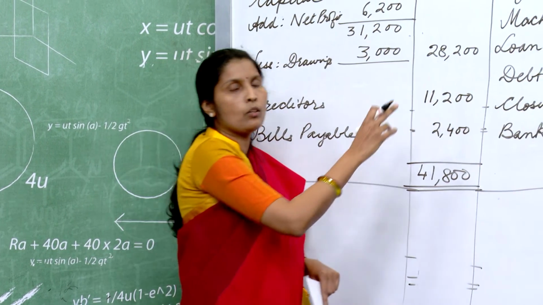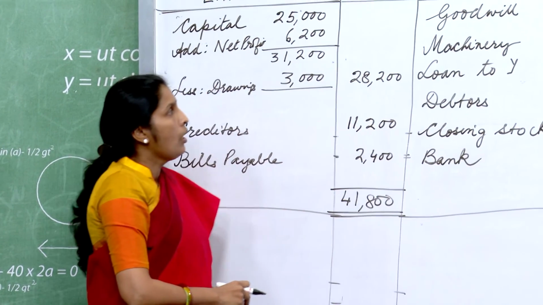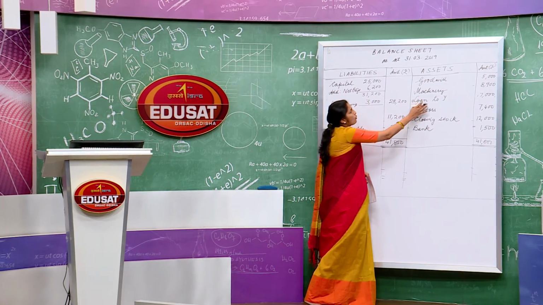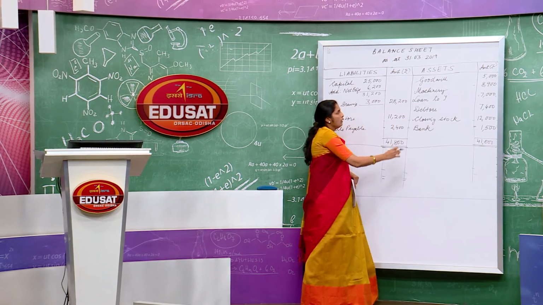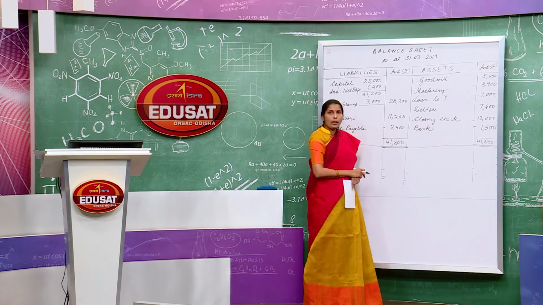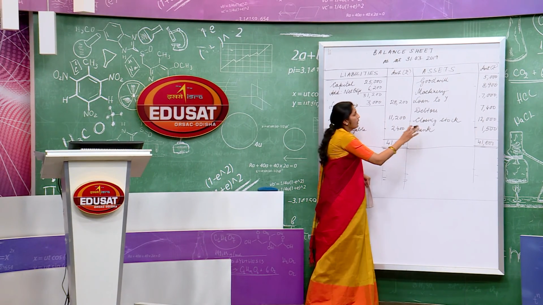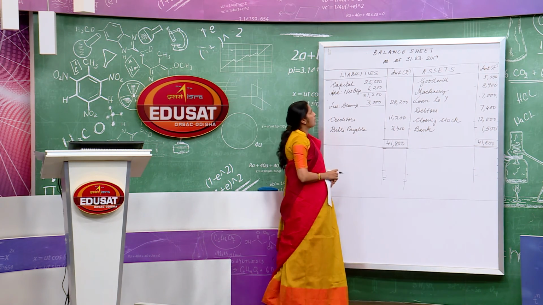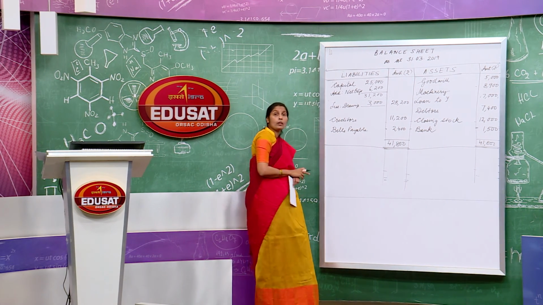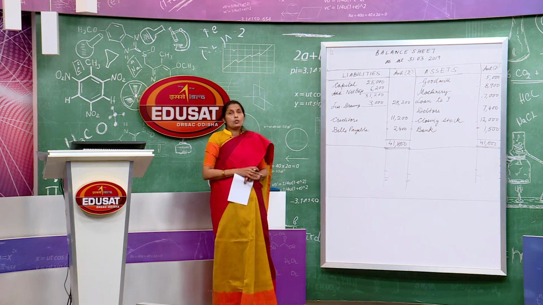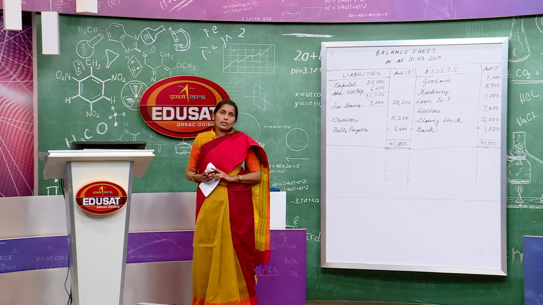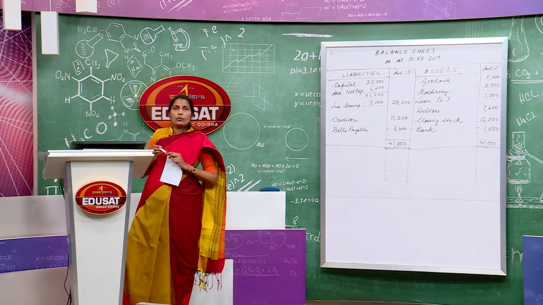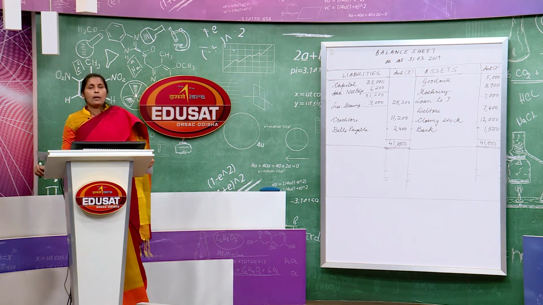On the asset side, we had goodwill of 5,000, machinery of 8,900, then loan to Y 7,000, debtors 7,400, closing stock 12,000, bank 1,500, and the total, as we can see on the liability side and the asset side, is 41,800. So this was a full-fledged question that was worked out, and we have seen how we have prepared the trading and profit and loss account and the balance sheet.